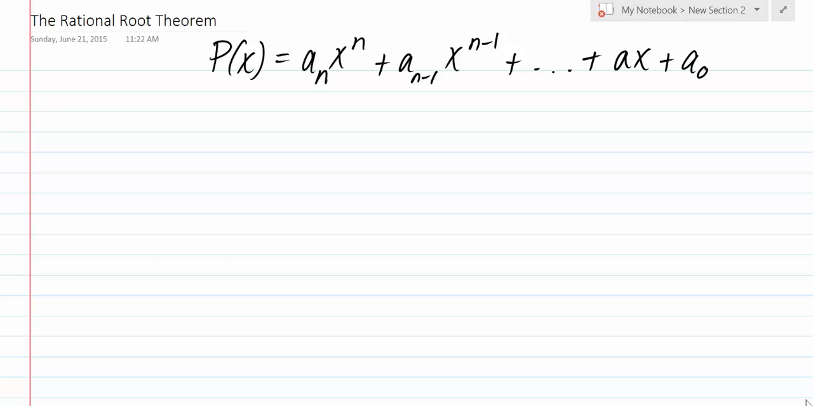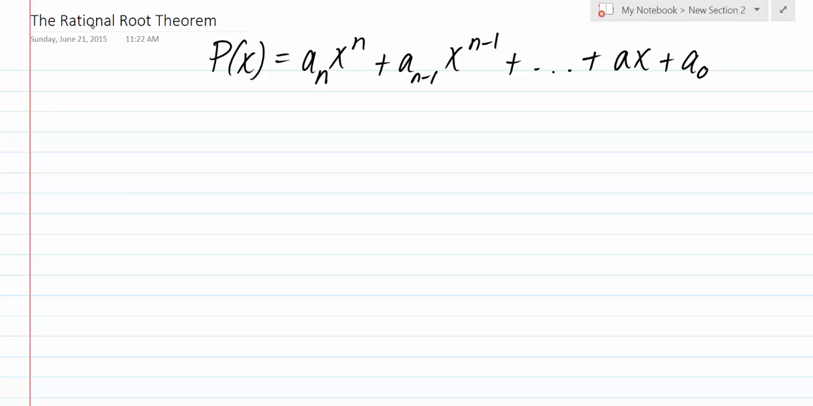I do that by first making sure that my polynomial is in standard form. That means it has to have descending order of exponents. Right now my polynomial is in standard form because we can see that this is descending order of exponents. n is larger than n minus 1, which is larger than what comes after it. On the end we have x to the first, and then a naught is the constant term.